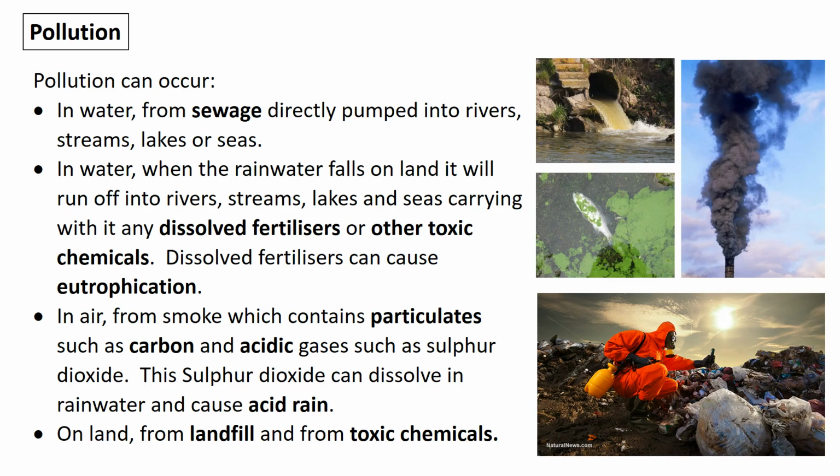If humans have been using that land for agriculture, they might have used herbicides or pesticides or even fertilizers, and they can run off into our streams and rivers, and they might carry toxic chemicals or fertilizers into those rivers and streams and cause something called eutrophication, which we'll talk about in a minute. We can get pollution in air where we get particulates, which are tiny bits of carbon, and you can get acidic gases like sulfur dioxide, which can cause acid rain. And then on the land, we can get pollution from landfill and any toxic chemicals that might come from waste.